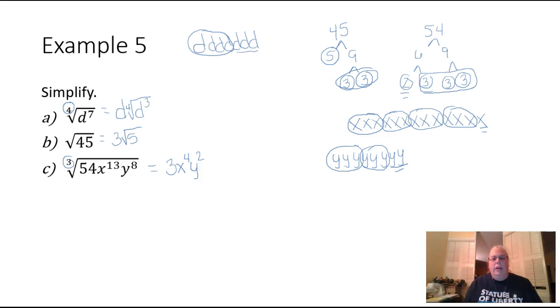All right, so now we go to build the radical part. This is a cube root. We've got a 2 left over. We've got an x left over. And we have 2 y's or a y squared left over. And so this is the simplified form for that.